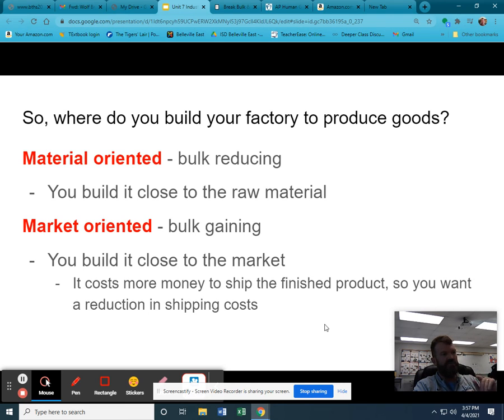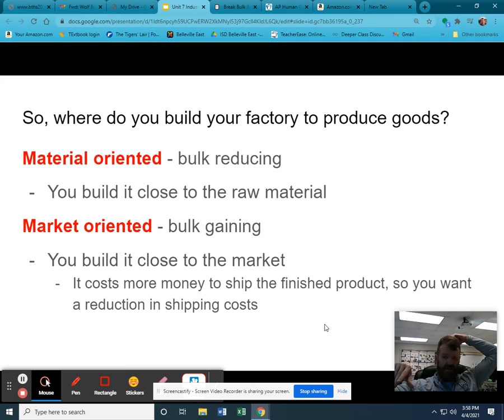Okay, so where do you put your factory? Is it material oriented, right? Bulk reducing. You build it close to the raw material, if that's the case. If it's market oriented, it's bulk gaining. That means it gets heavier when you make it, then you build it close to the market. It costs more money to ship it than it does the finished product. So if you're making something in Bangladesh, it either has to be bulk neutral or bulk reducing, right? Because you got to be able to put it on the boat and then send it across.